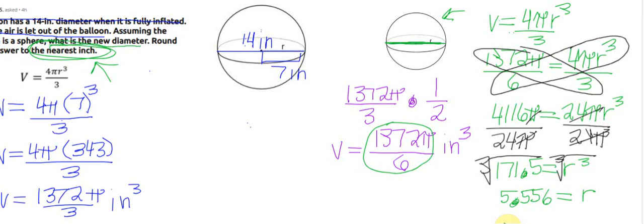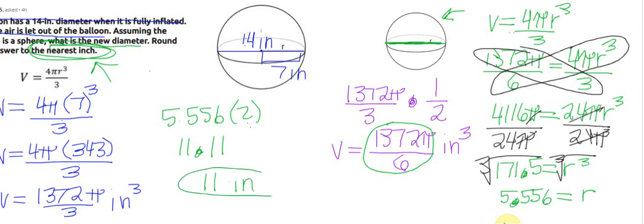Remember, the diameter is 2 times the radius. So we'll take 5.556 times 2, which equals approximately 11.11. Now, they do ask you to round to the nearest inch, so finally we're going to get 11 inches for our diameter. And that is how long this piece is for the sphere.